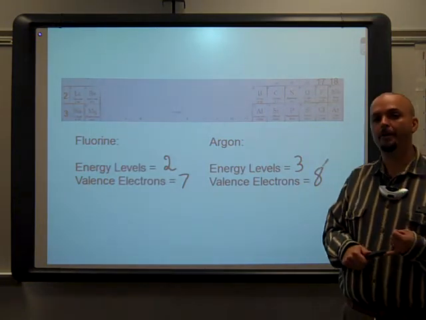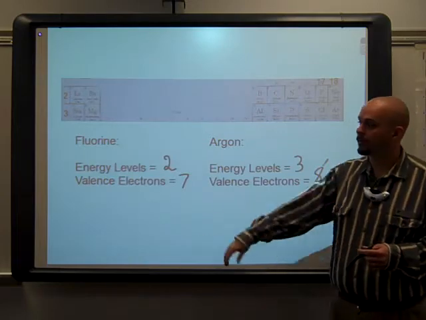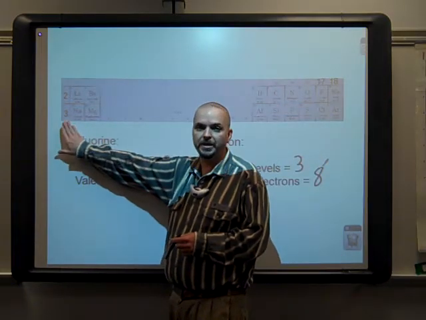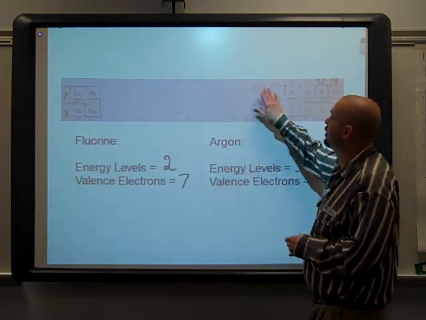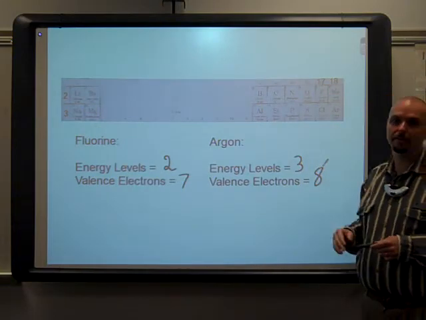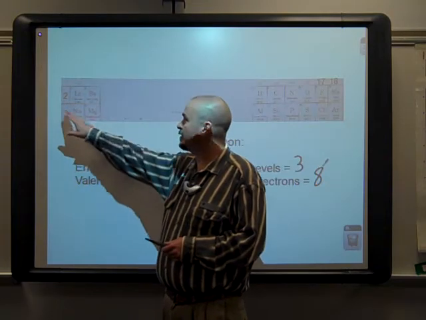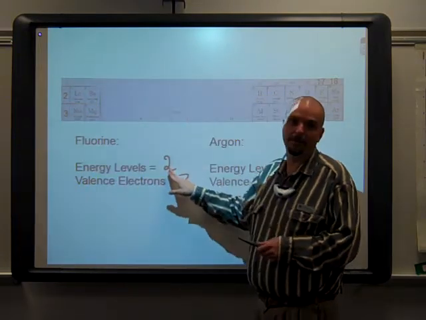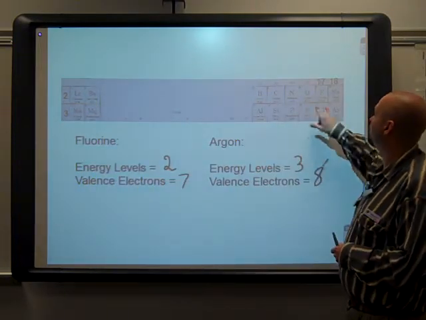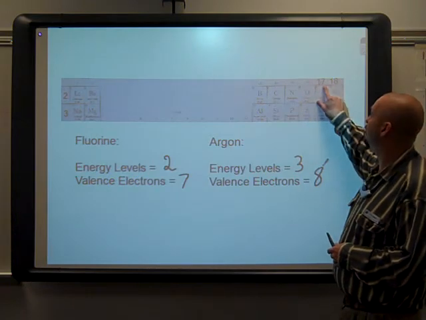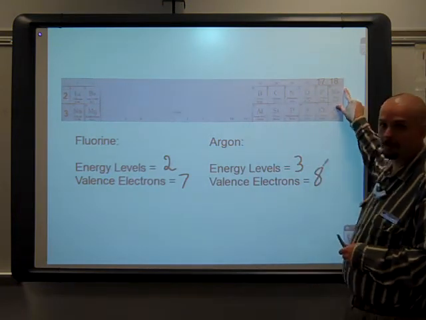The key here is remembering which is which. Remembering that the period numbers on the left side are your energy levels, that the group numbers across the top are your valence electrons. Remember that the period number is exactly equal to the number of energy levels. For the group numbers, remember to drop your 1s when you're up here from 13 through 18.